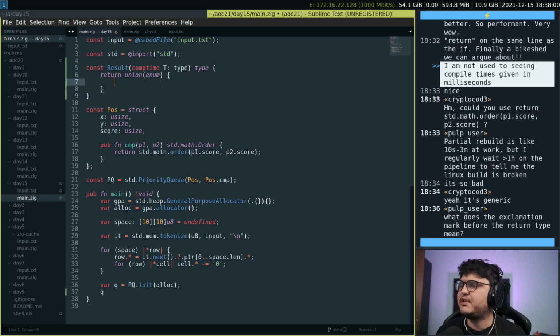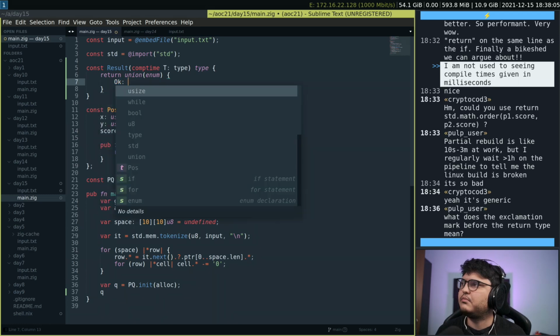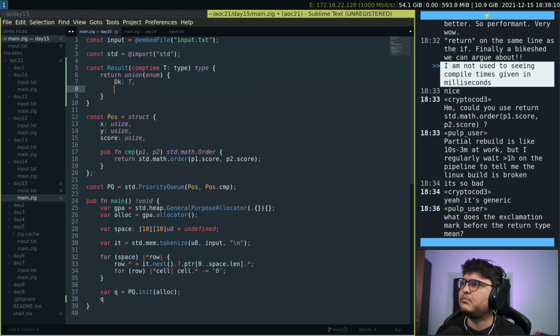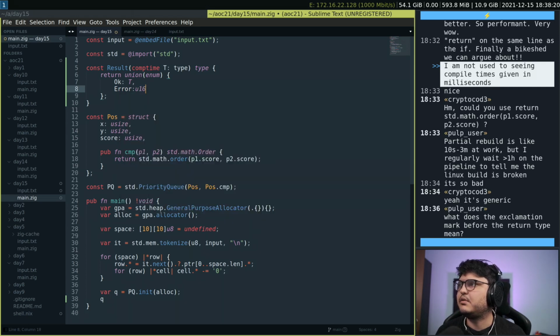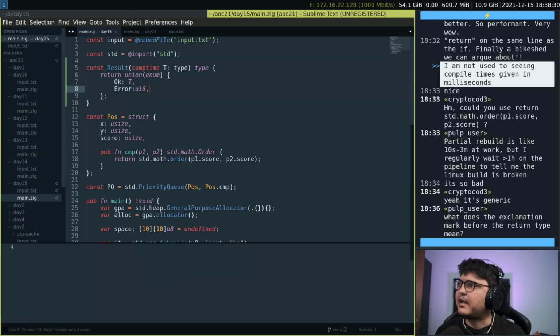Do you put dots in here? I don't remember. Do you do dot ok? No, I think you don't. Or in our case, errors are basically numbers. I think it's a u16. So you could make this yourself. So our errors don't have a payload. That's what I'm trying to say. So you could write this yourself.